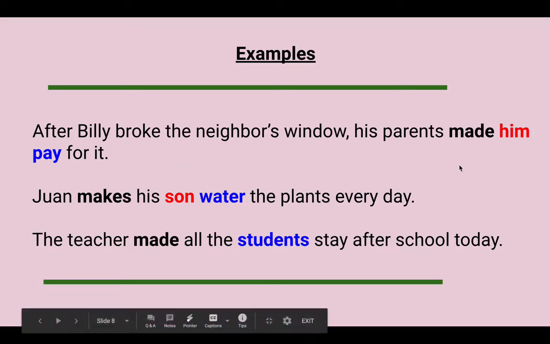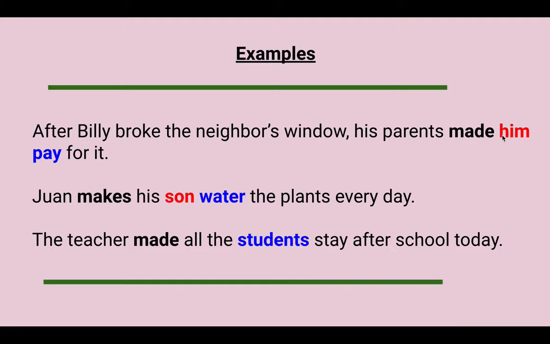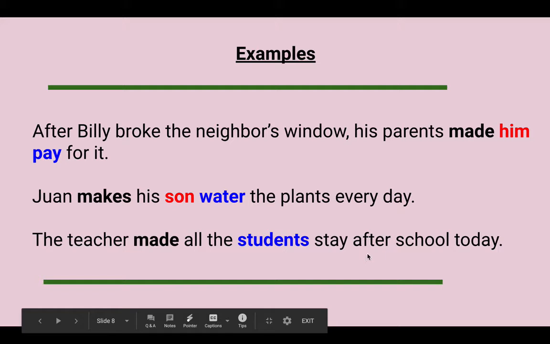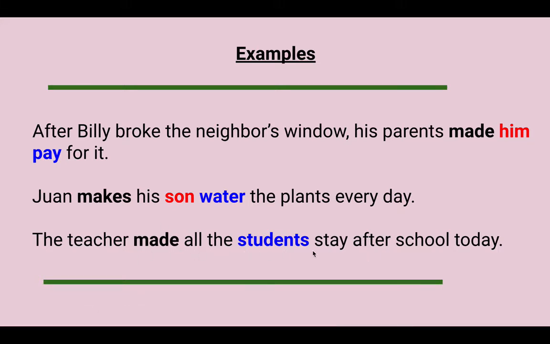And you'll notice we have the form: causative verb made plus object plus the simple or base form of the verb pay. Juan makes his son water the plants every day. Juan does not water the plants, but he causes his son to do it. Causative verb, object, base form of the verb. The last one, the teacher made all the students stay after school today. The teacher didn't stay after school, but he caused the other students to stay.